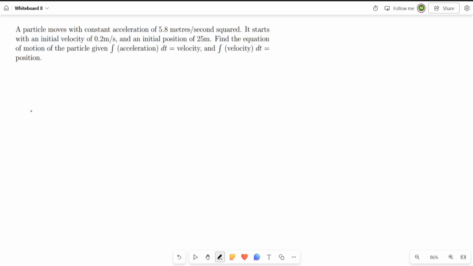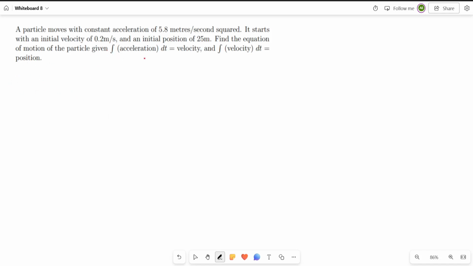Equation of motion means the equation of position. So the position of the particle is equal to something in terms of time. So at time t equals 1 second, I will plug 1 into t and it will give me the position at 1 second. At time t equals 2 seconds, I will plug 2 into the t and it will give me the position after 2 seconds and so on. So this is called the equation of motion. So basically, we want to find the position equation.